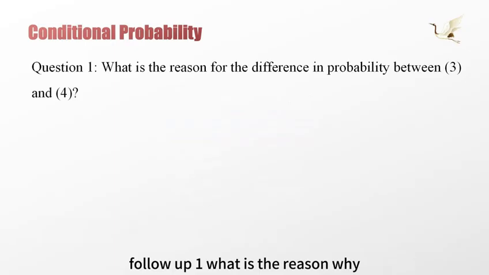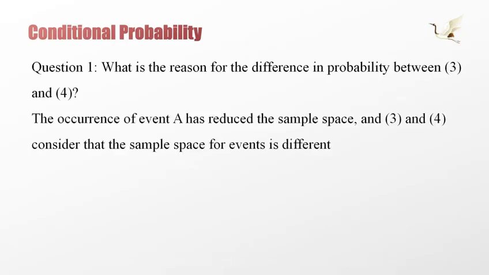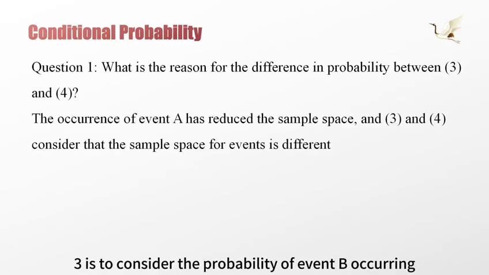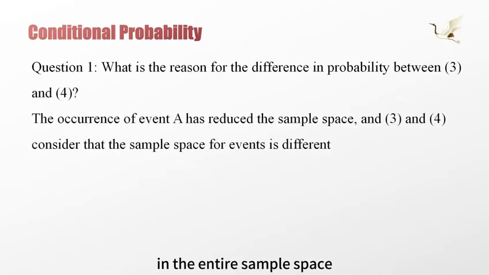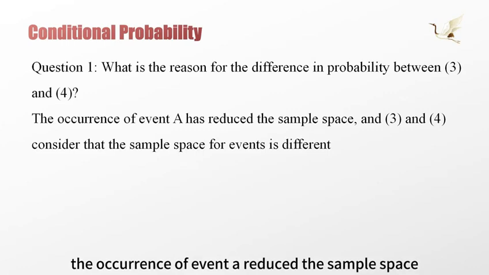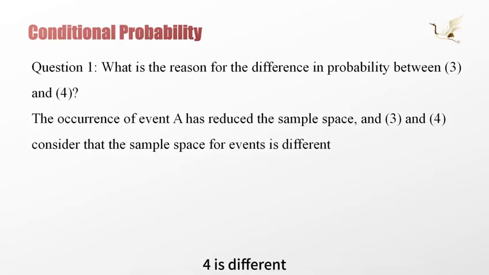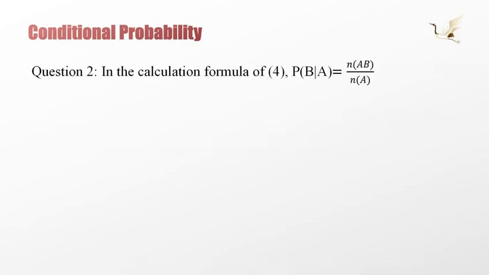Follow-up 1. What is the reason why the results obtained from questions 3 and 4 are different? Question 3 considers the probability of event B occurring in the entire sample space, while question 4 considers the probability of event B occurring in the new sample space A. The occurrence of event A reduced the sample space, and since the sample spaces for questions 3 and 4 are different, the results are naturally different.